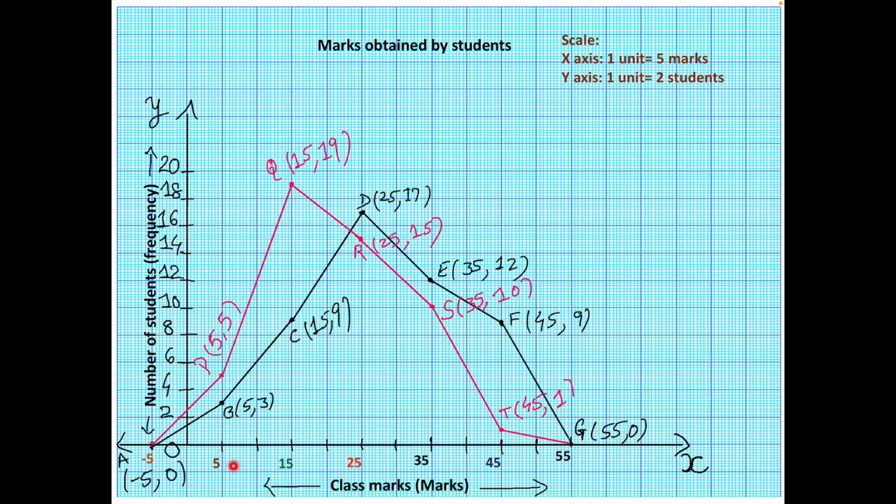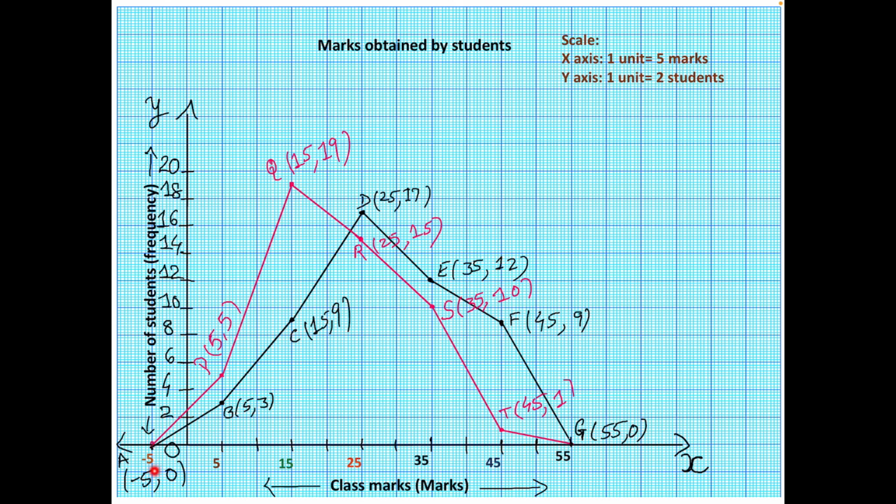See, 5, 10, 15, 20, 25. Y-axis I have taken 1 unit is equals to 2 students because my graph paper is small. You can take 1 unit is equals to 1 student, that will be more convenient to you. Now I have taken two different colors to show the performance, or say the polygon of both the classes, both the sections. Now as you can see, minus 5 and frequency is 0, so it will be marked here, and this is for both the frequency polygons same.